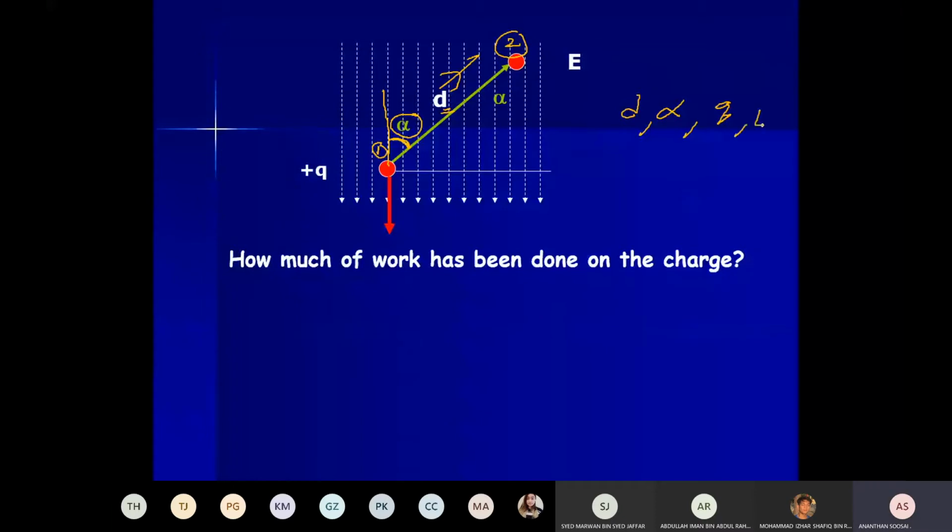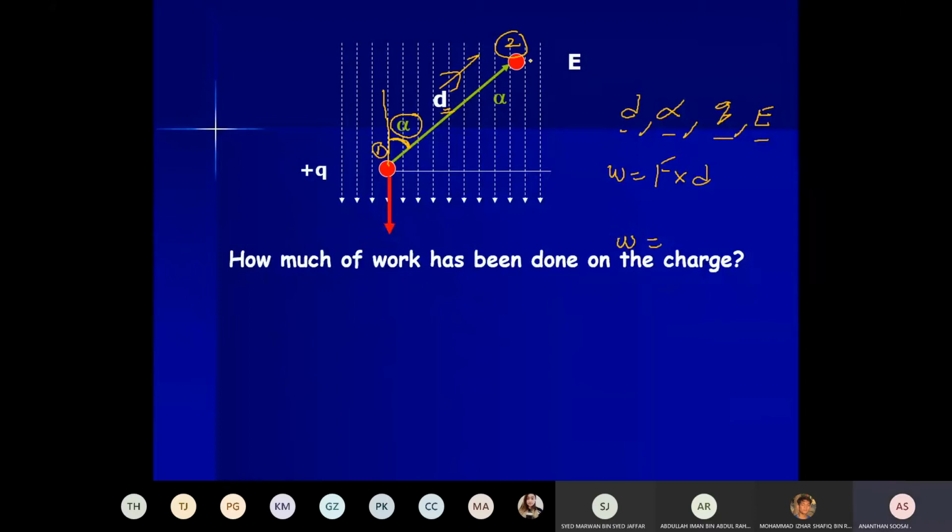And of course, you can use electric field also if you want. Okay, d, alpha, q, and e. How much work has been done on the charge? Try to get the formula based on work derivation. What is work? Work is force times distance traveled in the direction of the force. Use this, get the final answer. What is the work done to move diagonally in terms of D, alpha, Q, and E?